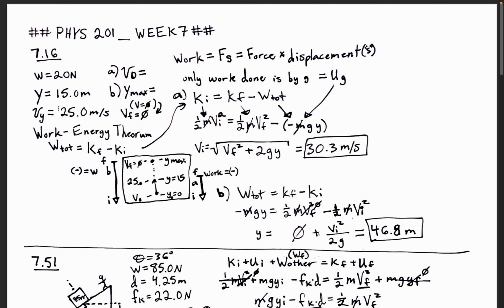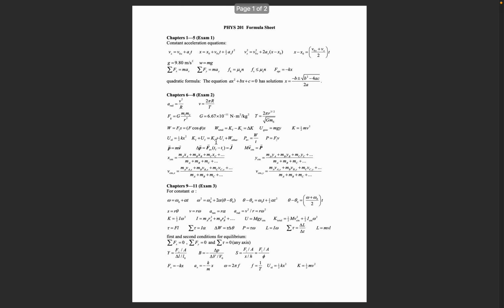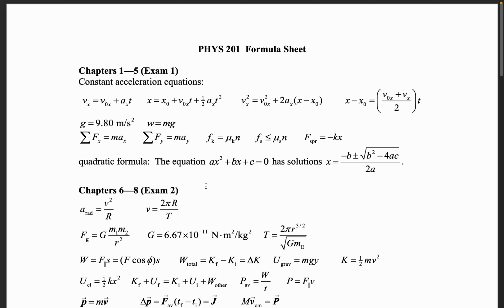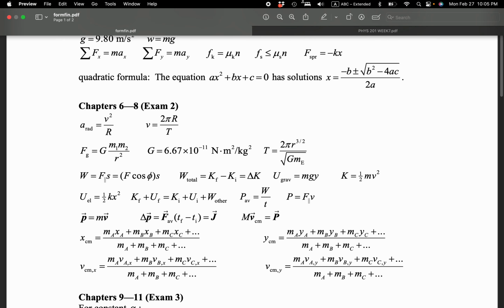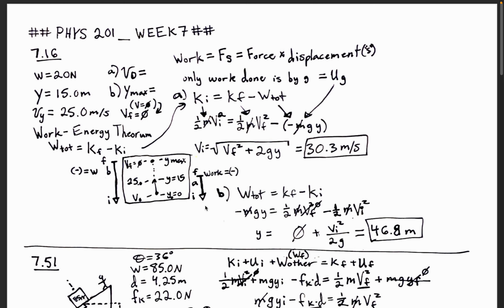So here we write out all our things, then we find the work energy theorem is work total equals the kinetic energy final minus the kinetic energy initial. And if we go to the formula sheet, we can find that one right here. Work total equals the final kinetic energy minus the initial, which is also signified as the delta K, or the change in kinetic energy. So we write that down.